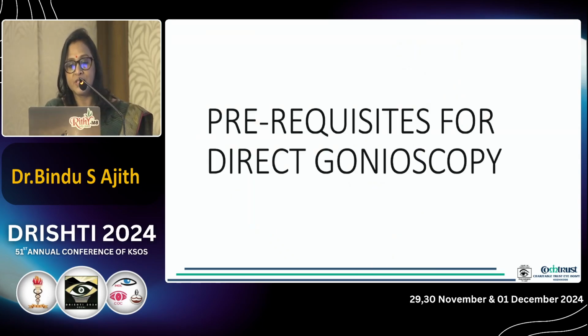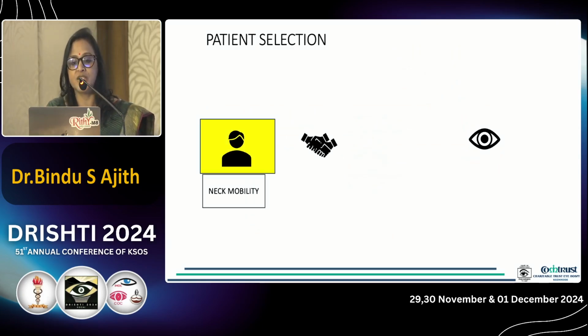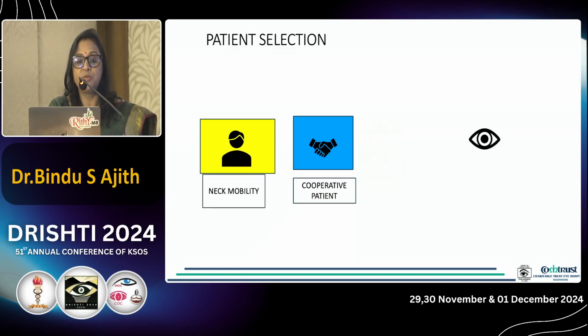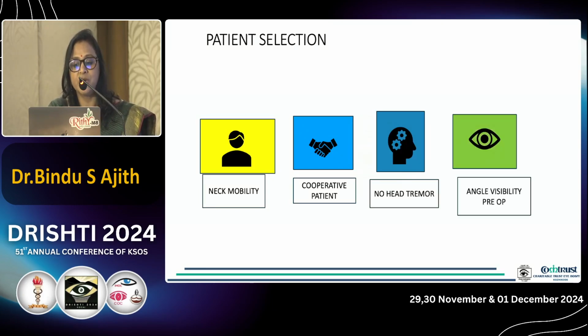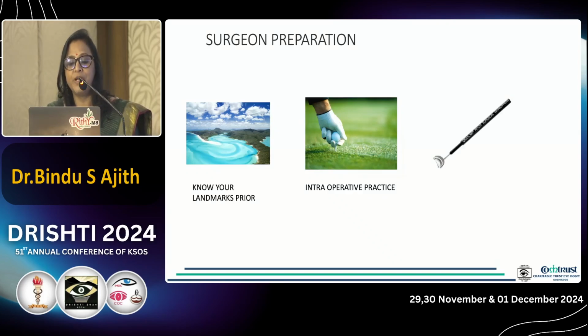Now, what are the prerequisites for a direct gonioscopy? You need to select the patient, otherwise we end up in trouble. You have to have a patient who has neck mobility, a cooperative patient with no head tremor, and you should also be able to visualize the angle before the surgery. And most importantly, how do you prepare yourself? You have to know the anatomy very well and then practice before you go into doing the procedure of MIGS. Practice the gonioscopy and know your lenses.